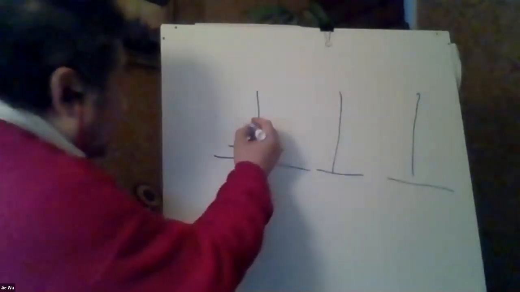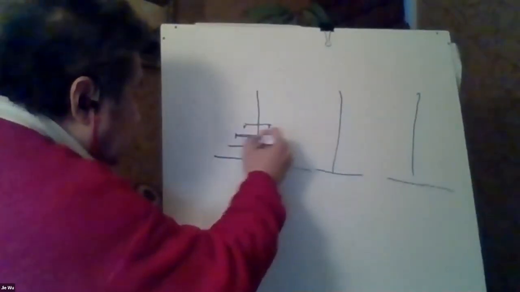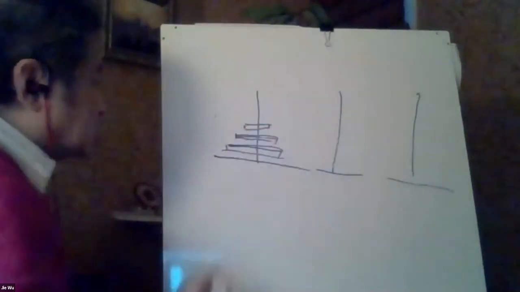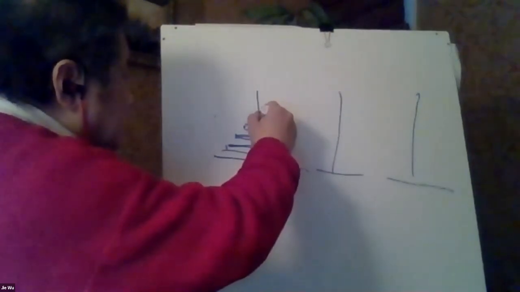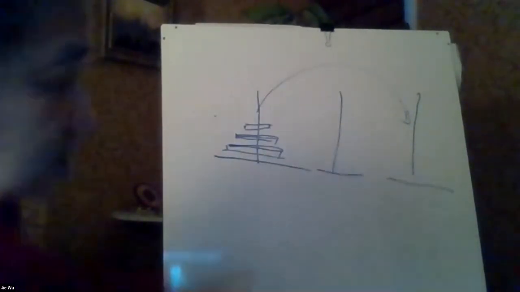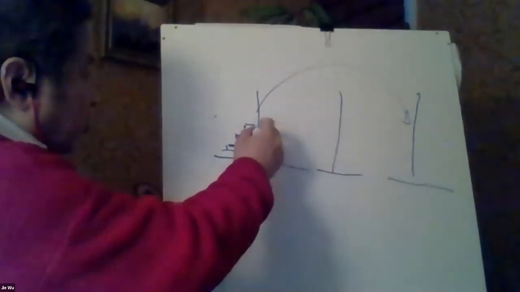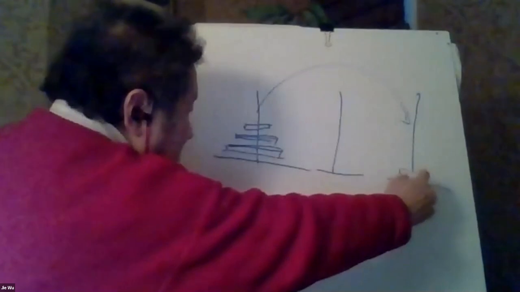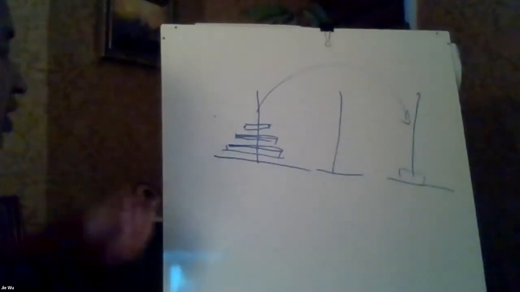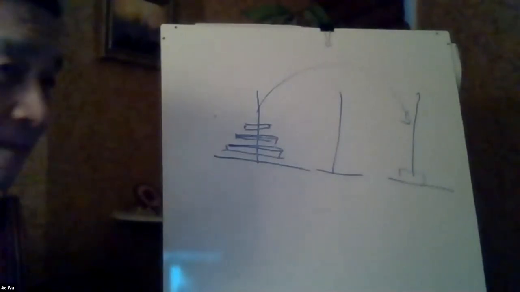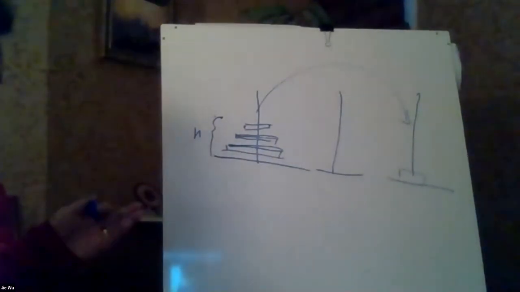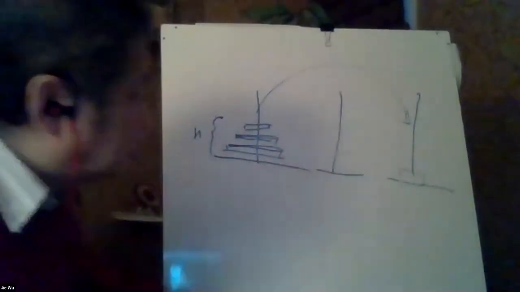You have disks. The large disk is at the bottom and the small disk on top. You need to move the disks from this post to this post. This is an example with three. The rule is that once you place a small disk, you cannot put a large disk on top of a small disk. That's the only restriction, and you can only move one disk at a time. Now the question is, suppose you have any number of disks, how do you systematically move them from this side to that side?